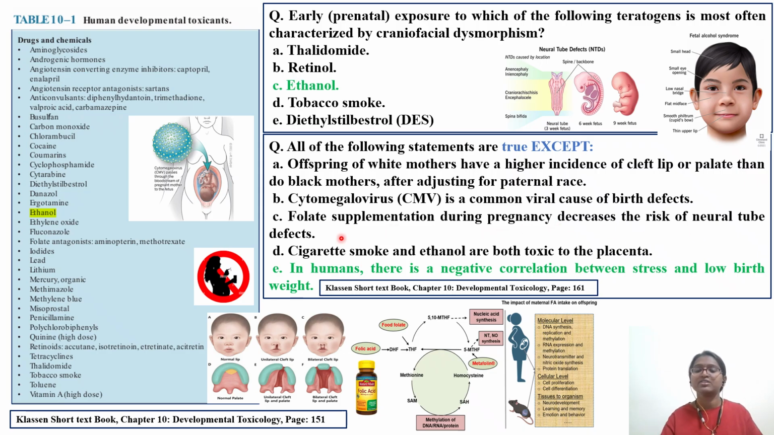The next one: folate supplementation during pregnancy decreases the risk of neural tube defects. This is also a right statement. How is folate having a positive effect? Stop the video here and read.